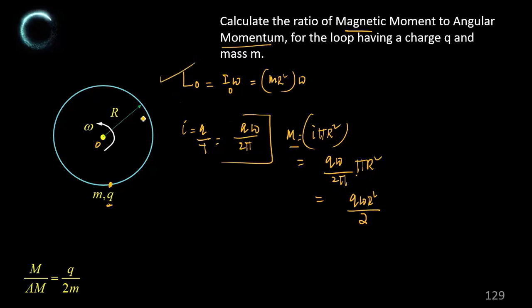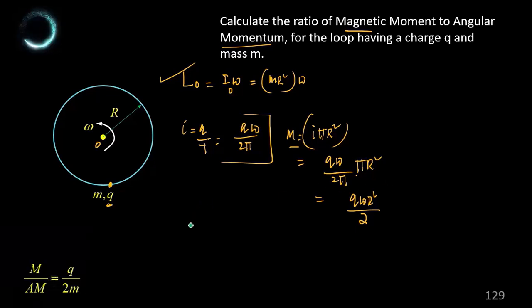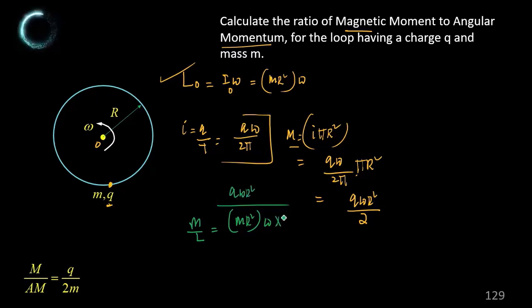And I already calculated the L number. So M by L ratio. M by L ratio is what? Q omega r square by 2, divided by M r square into omega. So ultimately it gives Q by 2M. This number is always constant. So the ratio of magnetic moment to angular momentum is equal to Q by 2M.